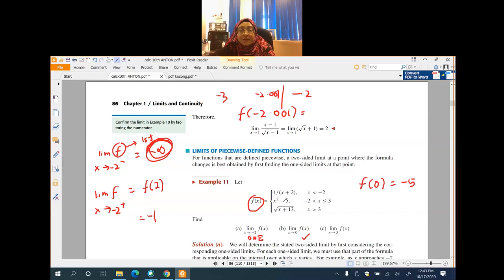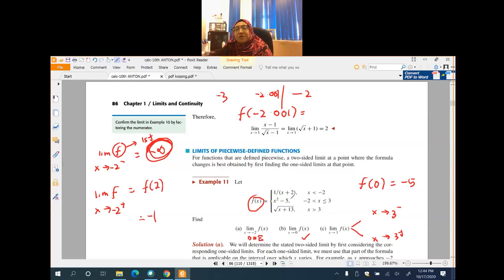And then you have x tends to 3. For this part here, you have to check as x tends to 3 from the left as well as x tends to 3 from the right. As x tends to 3 from the left, the second function is the function that we have to consider. X tends to 3 from the right, the third one. So if you substitute x equal to 3 inside here, you will have 9 minus 5, which gives you 4, right? It will give you 4.